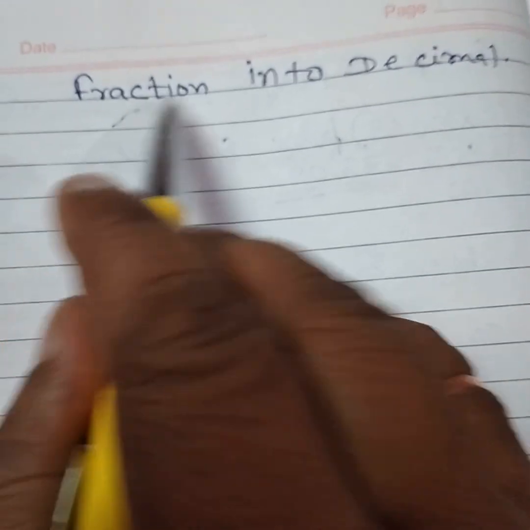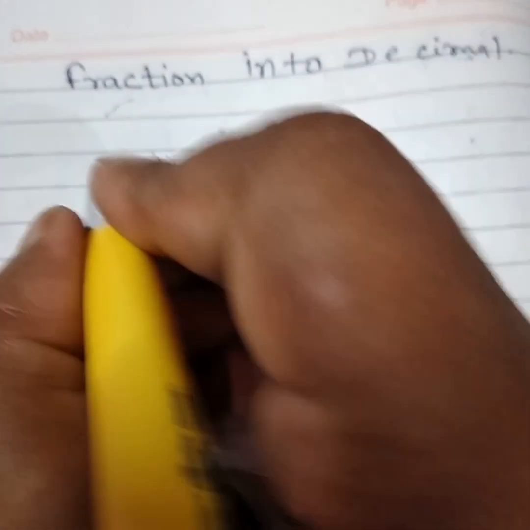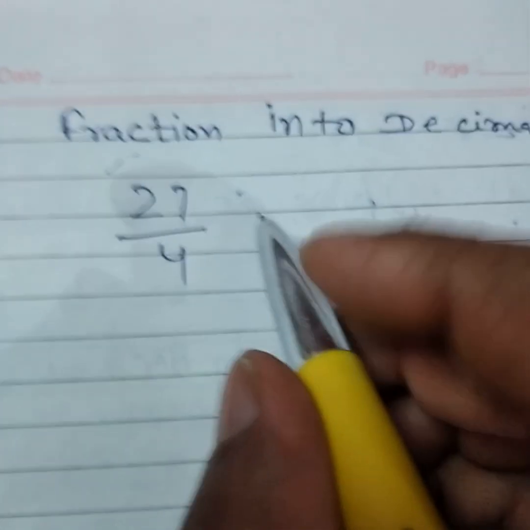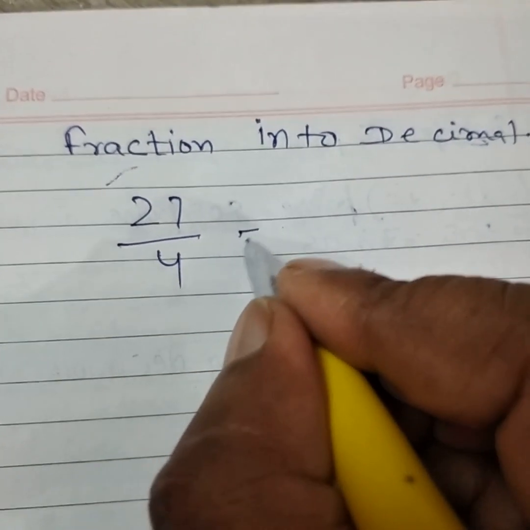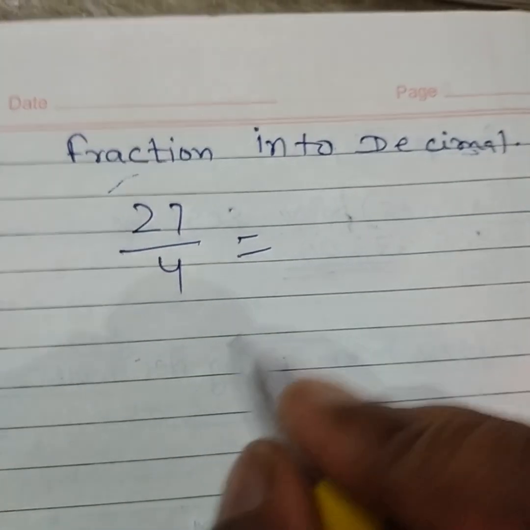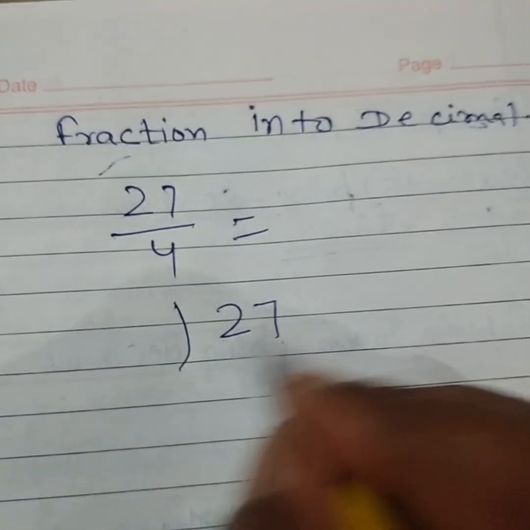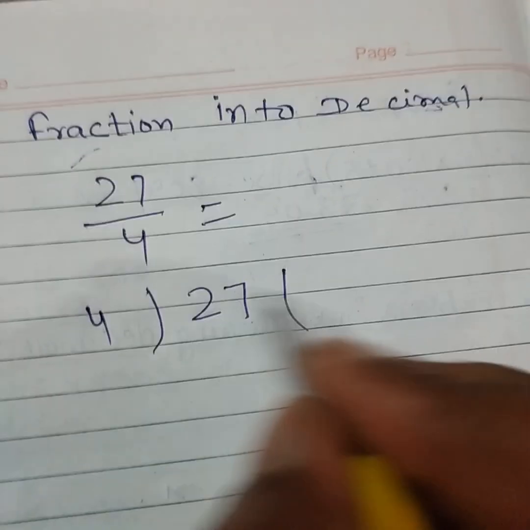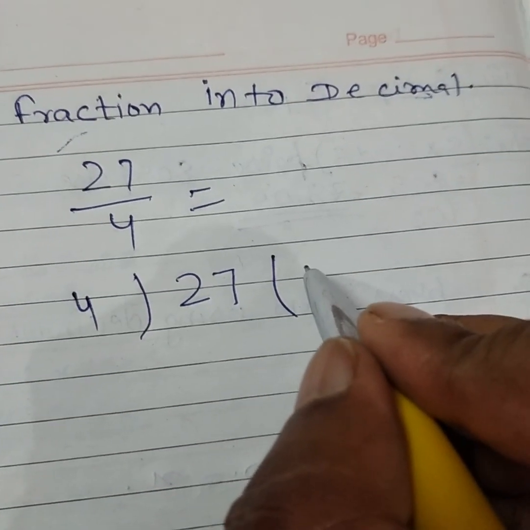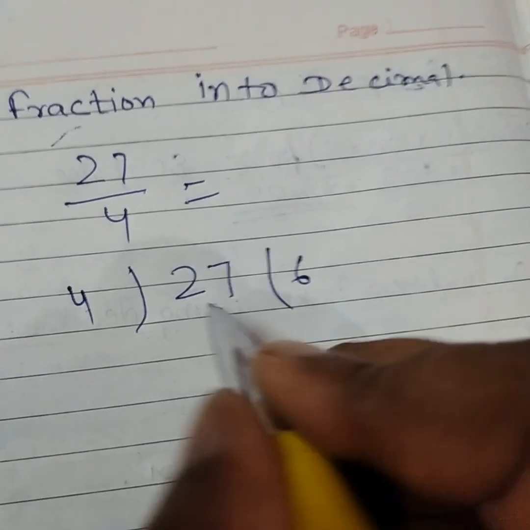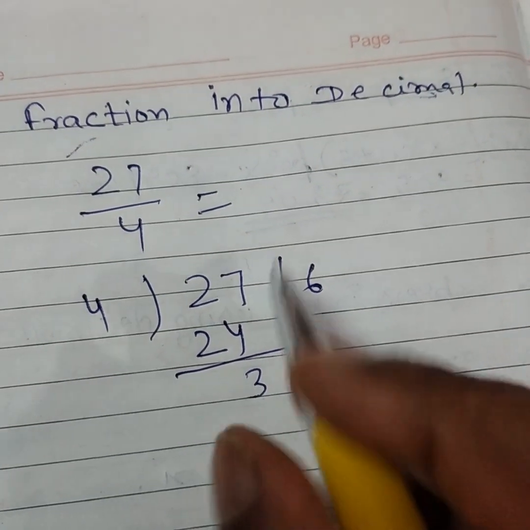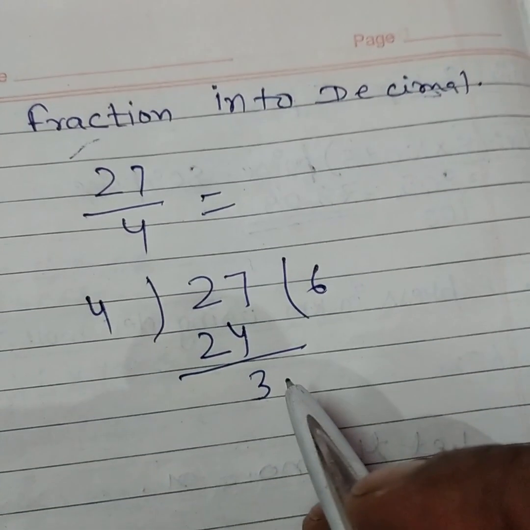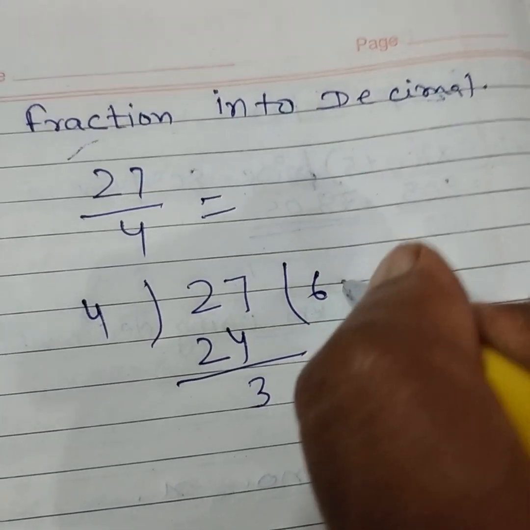Now we will discuss converting a fraction into a decimal. Suppose this one is 27 upon 4. How will we convert 27 upon 4 into decimal form? 27 upon 4 means 27 divided by 4. So 4 sixes are 24. Now the remainder is 3 and there is nothing here, so we will put a decimal point here.